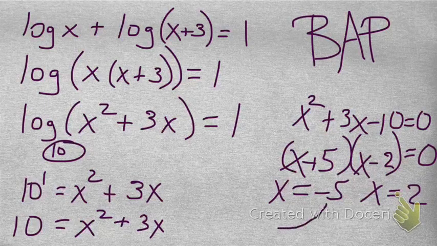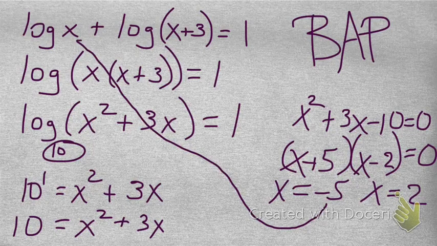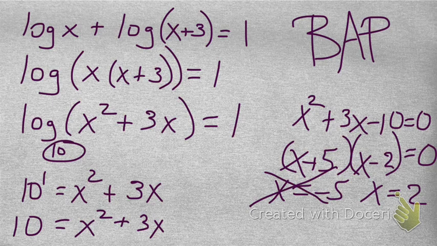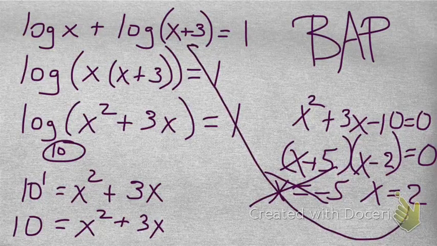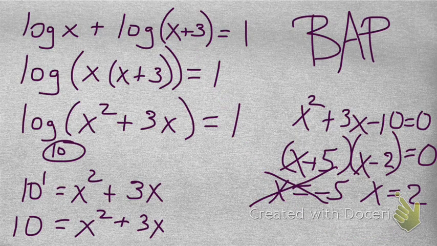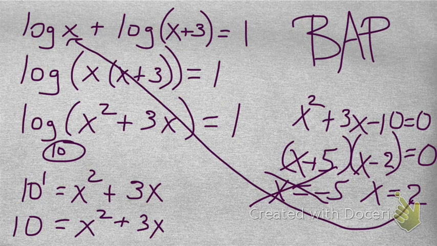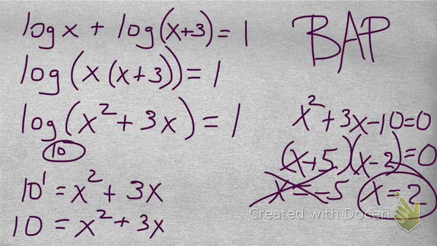If an answer makes either argument negative, you've got to put that in the trash. Negative 5 is not in the domain, but that answer 2 would keep this argument positive. So 2's a keeper, and we're done.